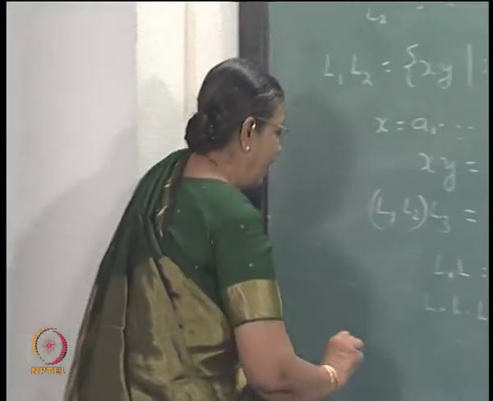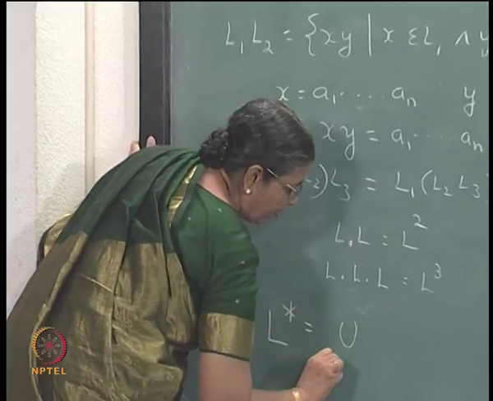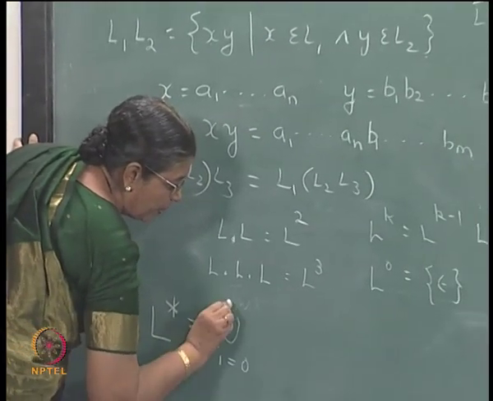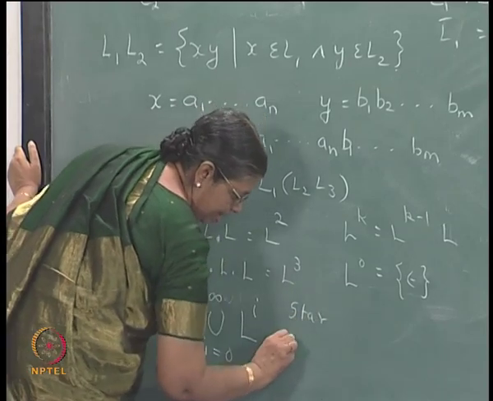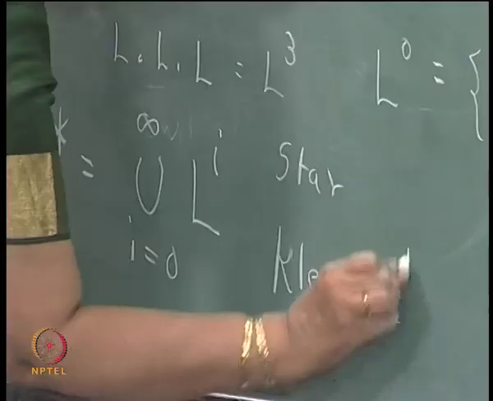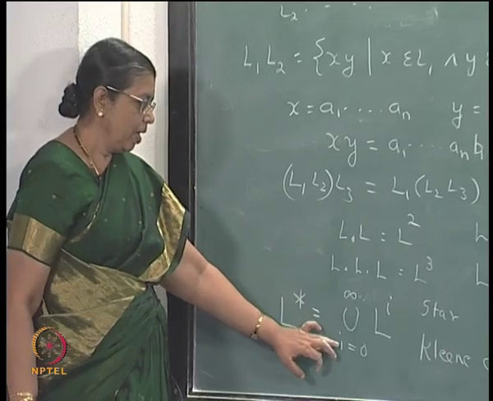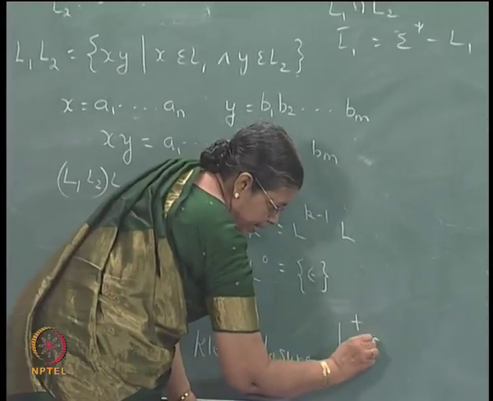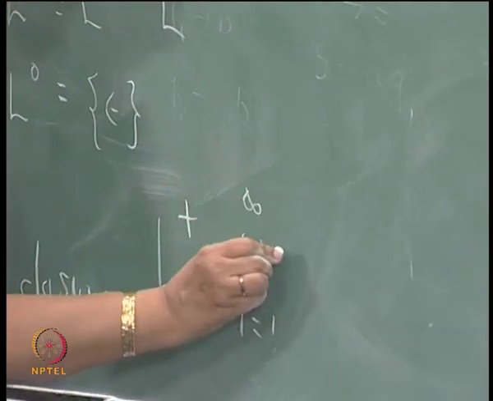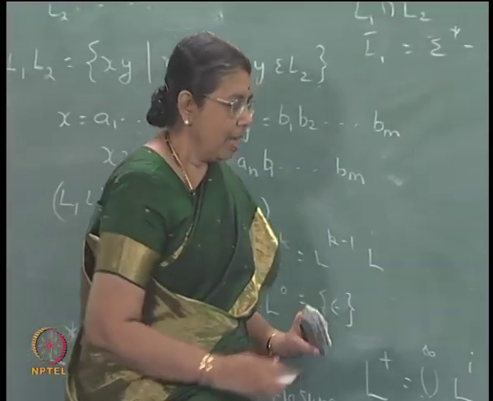Right. So, L star, how do you define L star? This is union of i equal to 0 to infinity L power i. The Kleene closure or star operation is sometimes just denoted as closure. L star is union of i equal to 0 to infinity L power i. What is L plus? Union of i equal to 1 to infinity L power i. Okay, these things we have studied earlier. For regular expression, we use this.